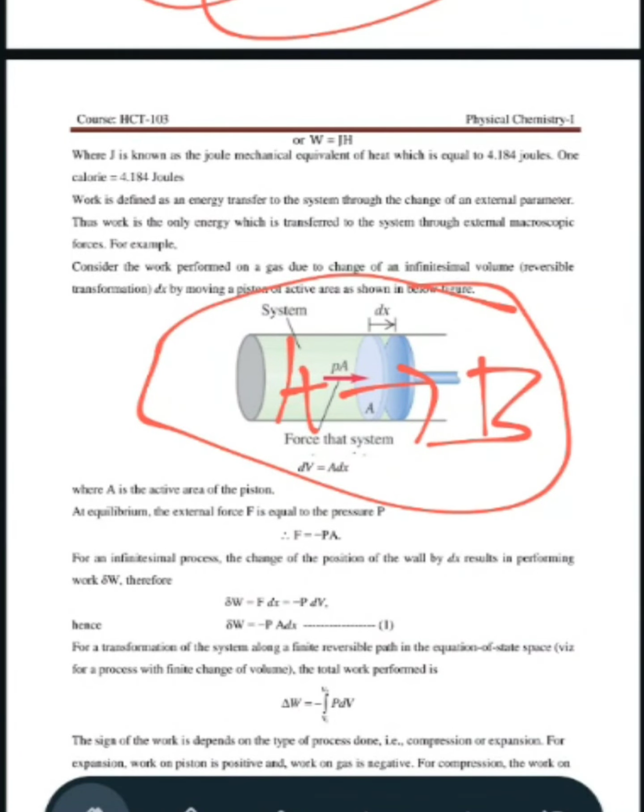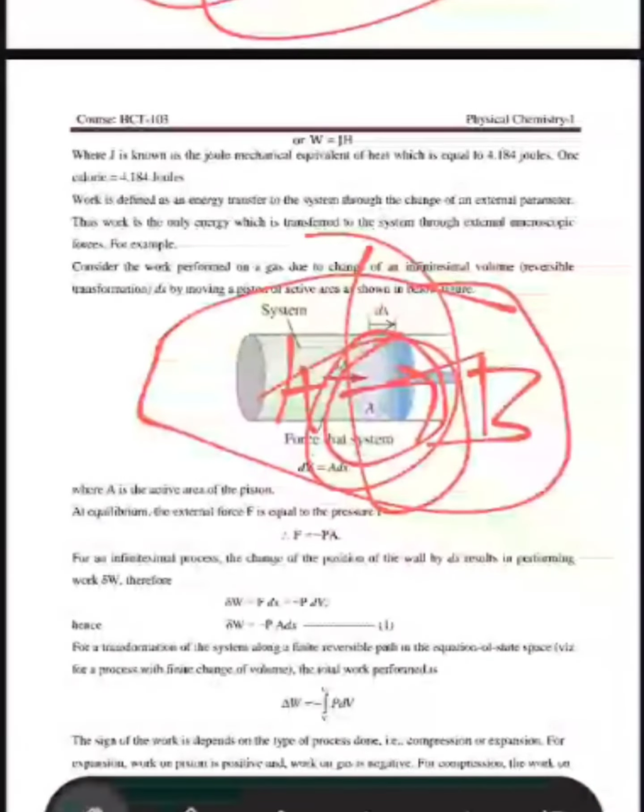Work is defined as the energy transfer into a system through the change of an external parameter. That external parameter is the piston moving outside. If the work is done, the piston will be moving from A to B. So that is the active area of the piston. This A is denoted as the active area of the system. So here, what process is taking place? dx, it is a reversible transformation. It is moving outwards, under pressure. Whatever reversible transformation is taking place.